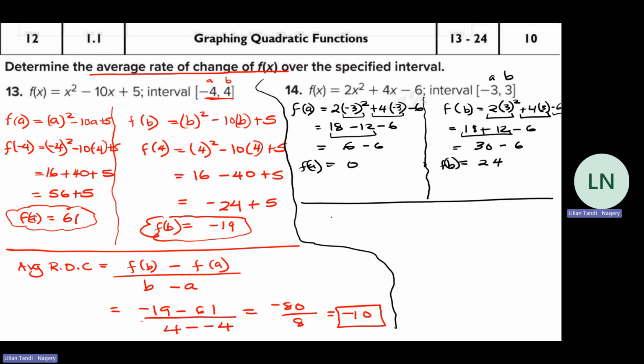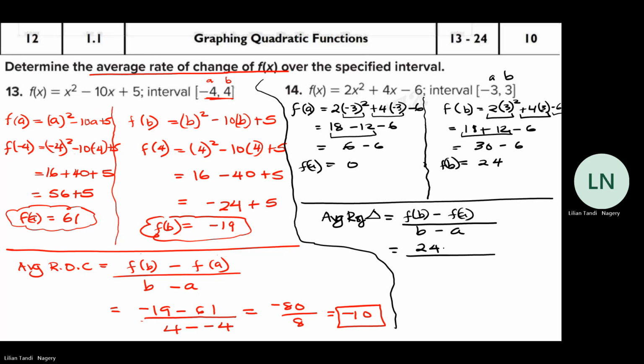Okay, so then you do average rate of change. Average rate of change equals, actually, if you want to write it correctly, average rate of change like that. It doesn't matter. So f of B minus f of A over B minus A. F of B, 24 minus 0, over 3 minus negative 3. 24 over 6, which gives you 4. And that's your answer.